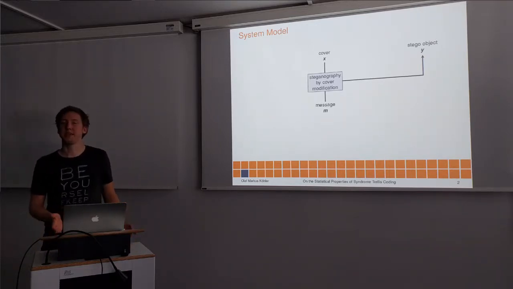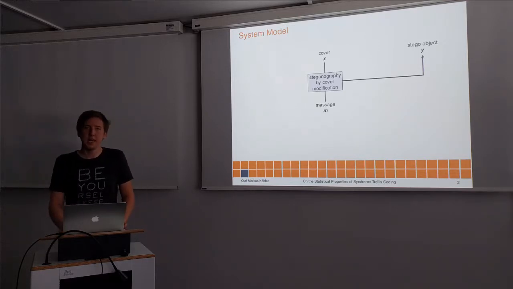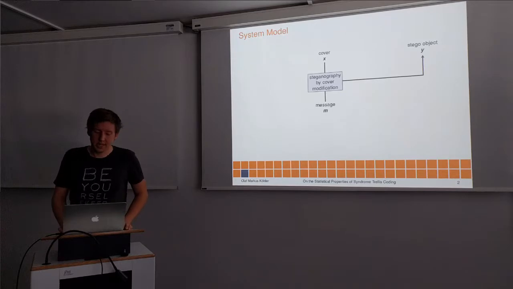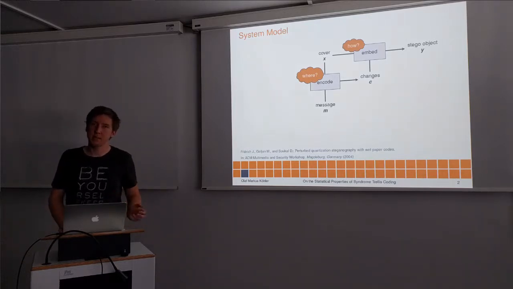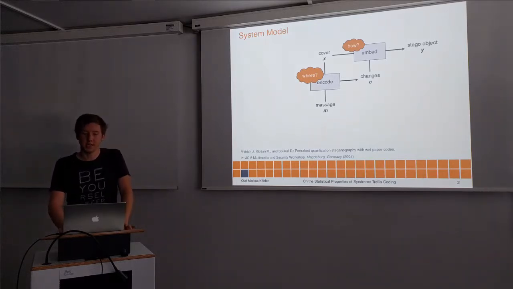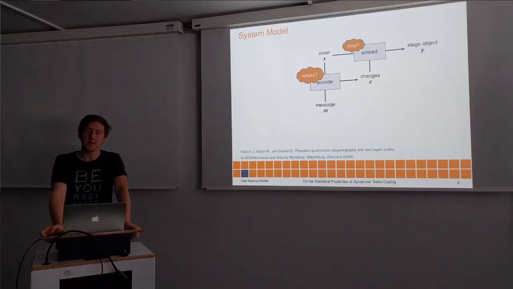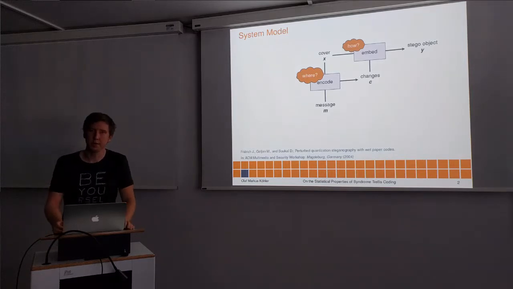This process can be divided into multiple sub-processes, and this was actually presented here in Magdeburg about 13 years ago by Jessica Fridrich. We call the first process the encoding process, which tells us where we want to change our cover object, and the embedding process, the second process that just applies these changes. Connecting these two processes is the change vector C, just a binary vector telling us where we want to change our cover object X.